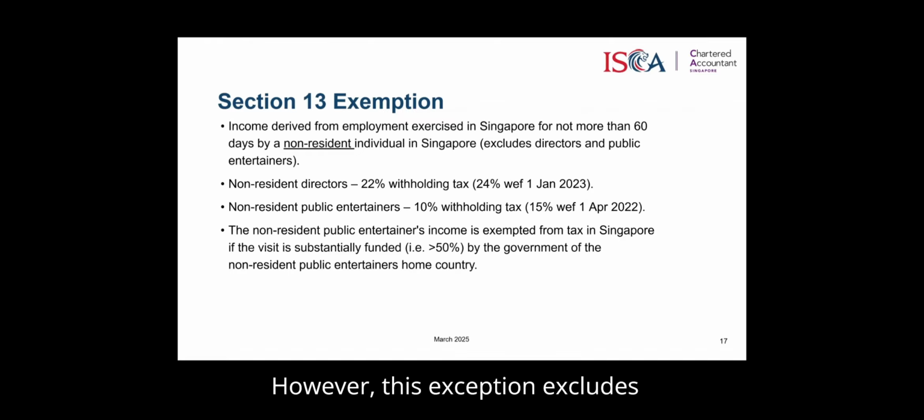However, this exemption excludes directors and foreign entertainers. So for non-resident directors, they will be subject to a 22% withholding tax, and the rate has been raised to 24% since January 2023. As well as non-resident public entertainers, they will be subject to a 10% withholding tax, and that was raised to 15% with effect from April 1st, 2022.